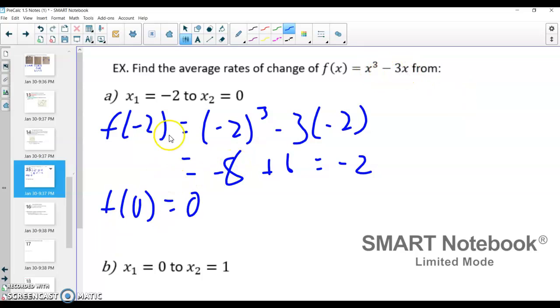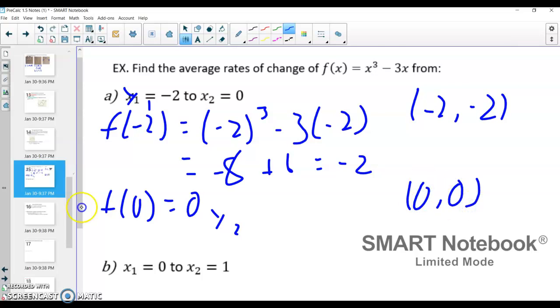And so now I have my x1, x2, now I have my y1 and y2. So this is y2, this is y1, and I can find my slope. If I write them out as coordinates before I finish the problem, my x1, y1 was negative 2, negative 2. My x2, y2 would have been 0, 0.